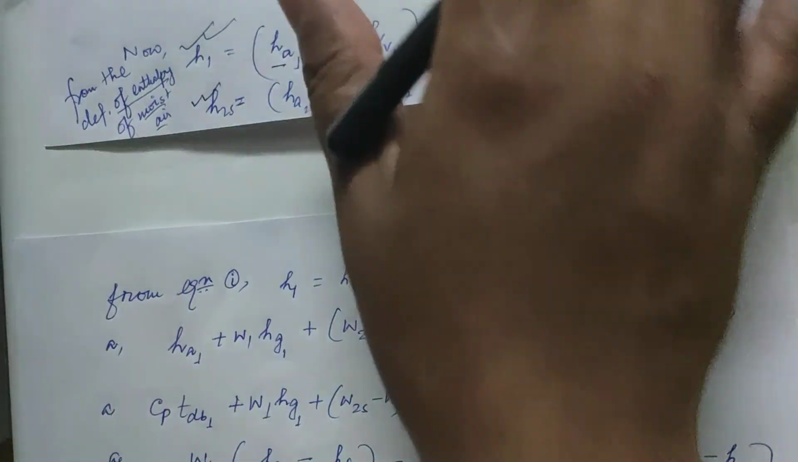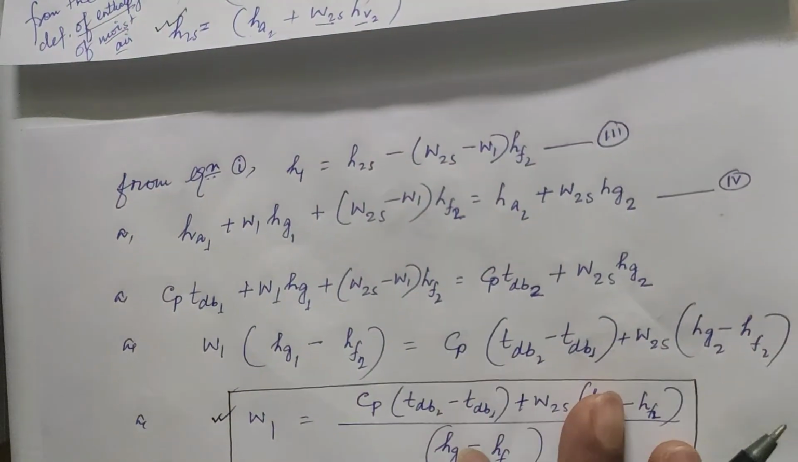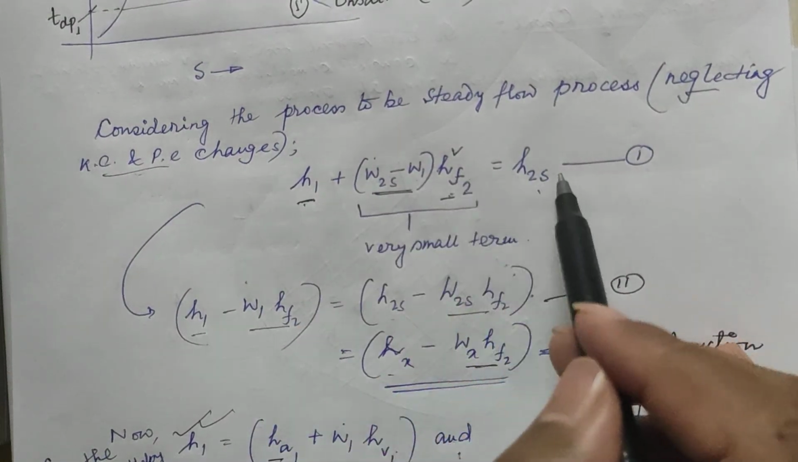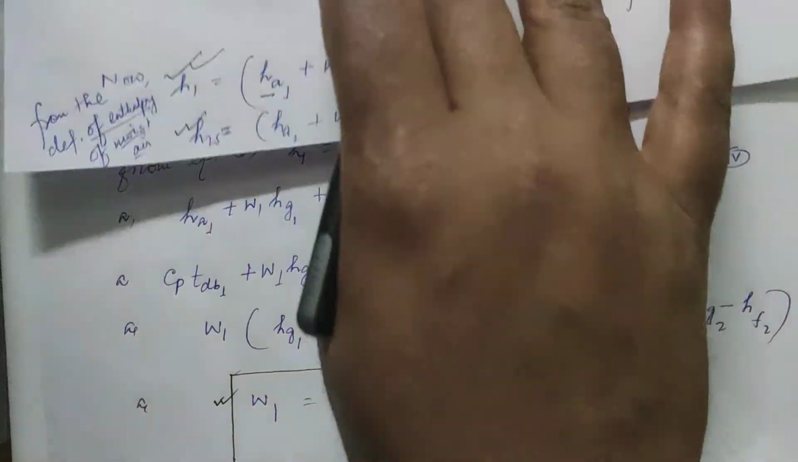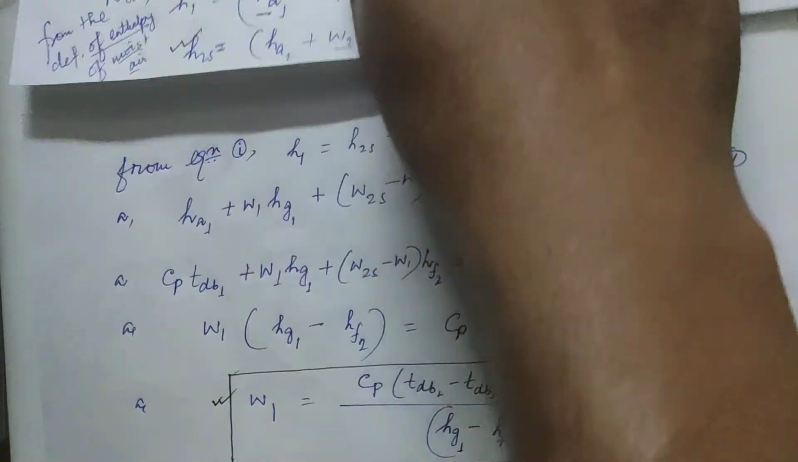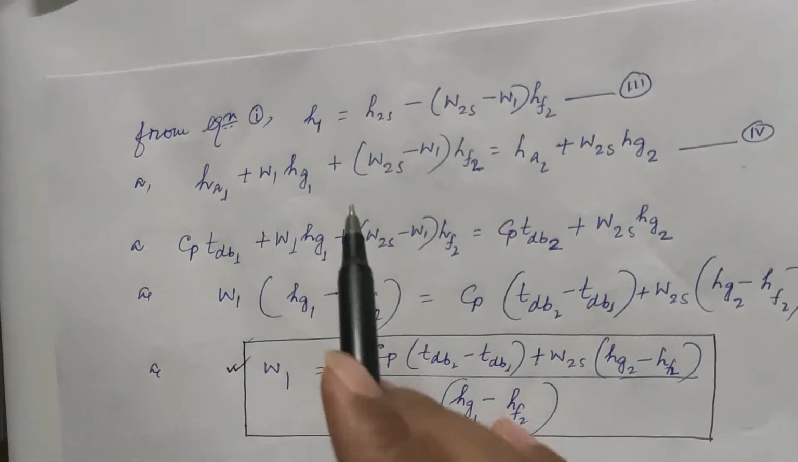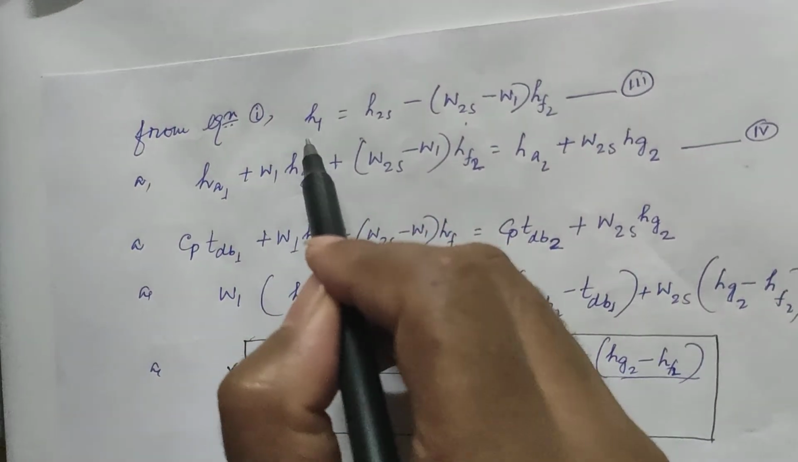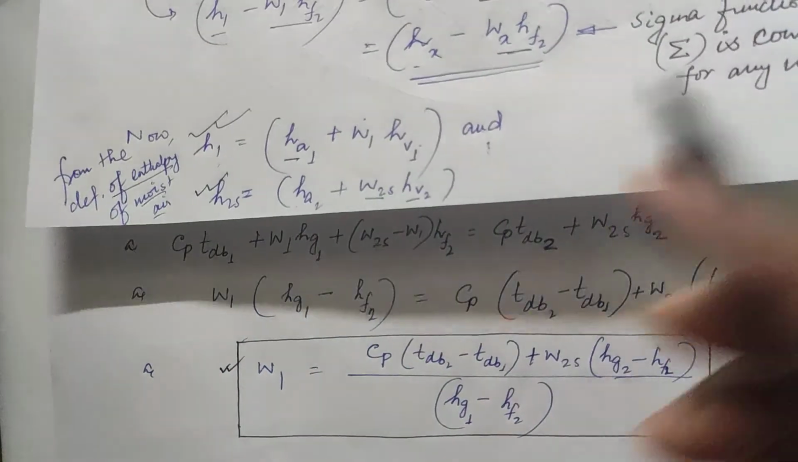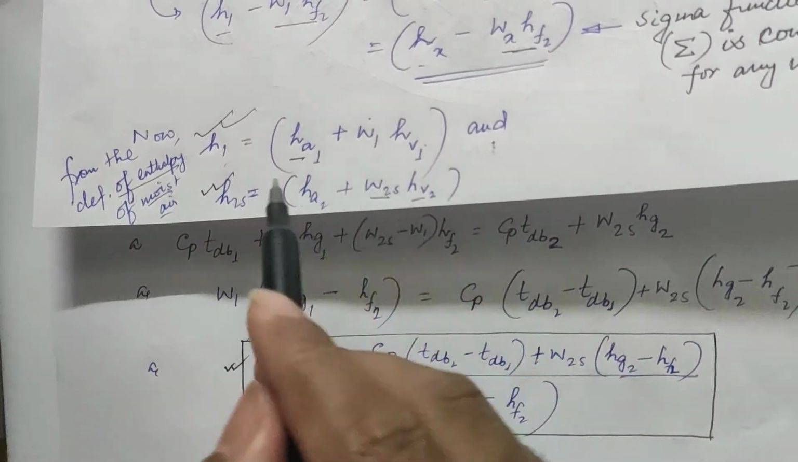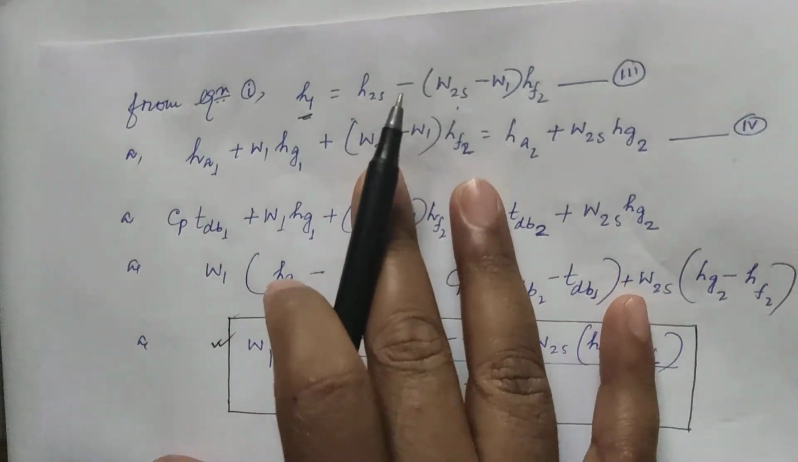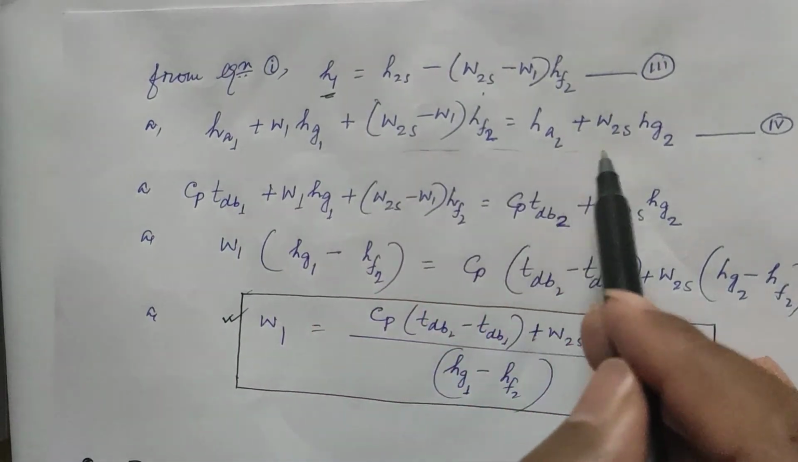And from equation 1, which one was equation 1? This one, H2S equals H1 plus W2S minus W1 into Hf2S. So H1 equals H2S minus this term. Now H1 can be written as HA1 plus W1 into HV1, and H2S as HA2 plus W2S into HV2. So replacing these two, we can write this equation.